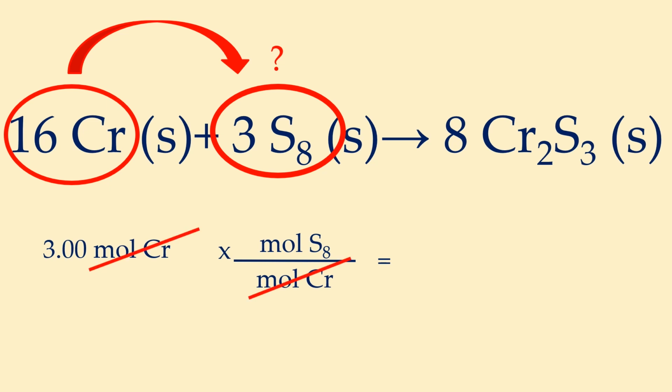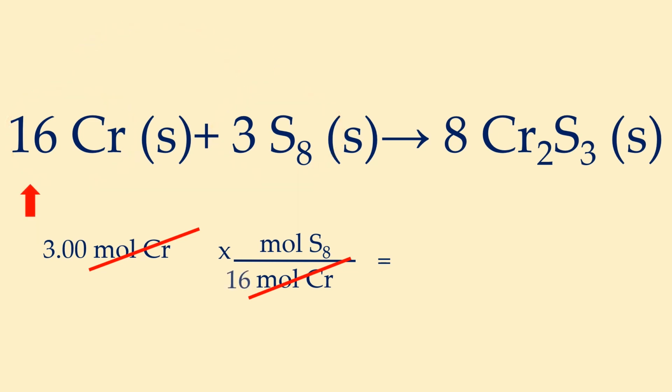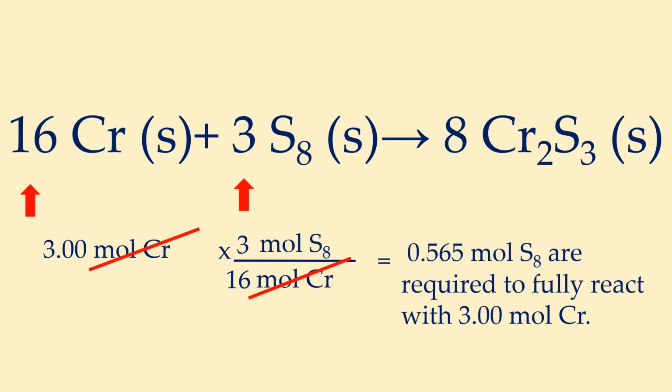Now the moles of chromium will cancel. And according to the balanced equation, 16 mole of chromium will react with 3 mole of S8. This calculation gives us 0.565 moles of S8 are required to fully react with 3.00 moles of chromium.